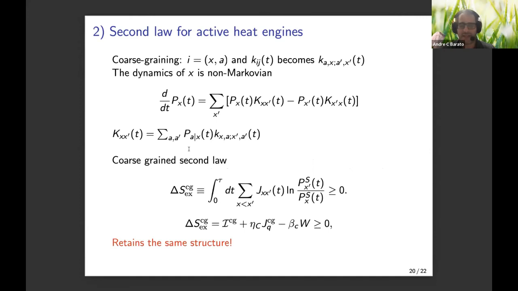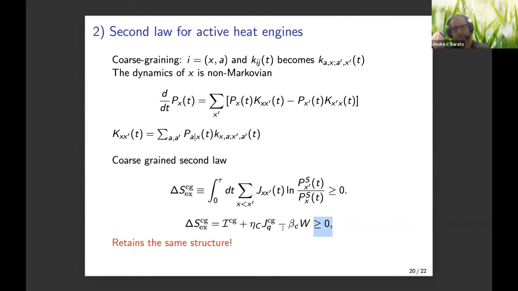Of course, technically it was not so easy to find out, but when you do the coarse graining, what you find is that the second law retains the exact same structure. You have some coarse-grained dye, which has the exact same form, and you have the coarse-grained heat, which has the exact same form, and the work has the exact same form. So if you do the coarse graining, everything remains the same.